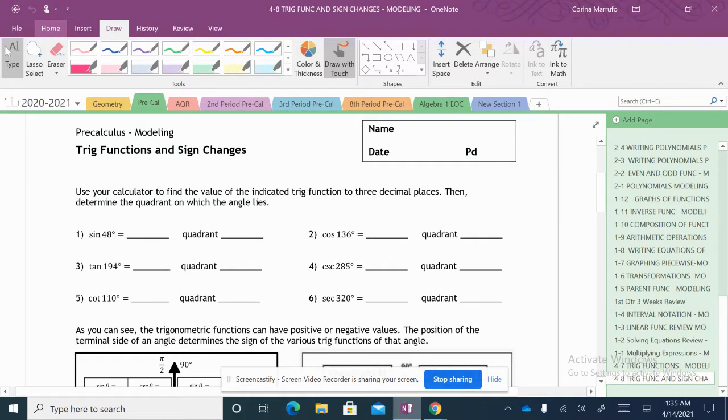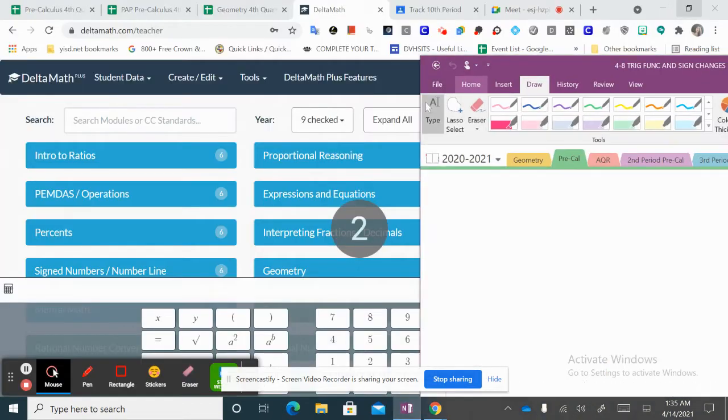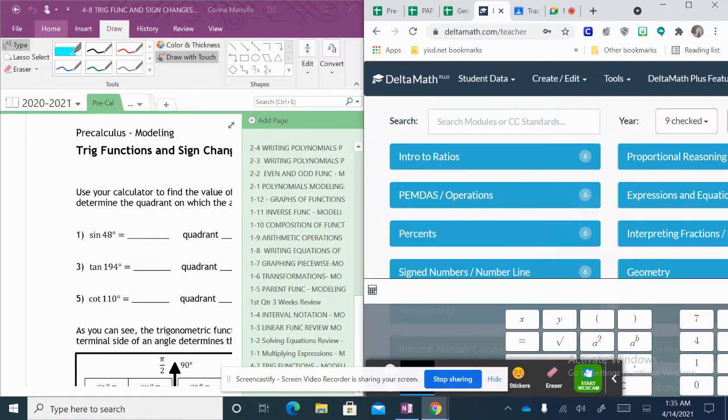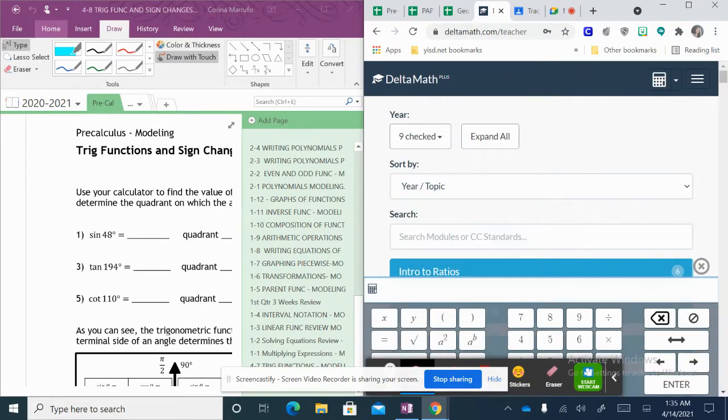All right, so the next topic that we're covering is trig functions and sign changes. So we're still working with trig functions, but now we're going to see how their signs change depending on what quadrant we're in. So I do have my Delta Math calculator here that we're going to use just to input these into our calculator. So sine of 48 degrees.